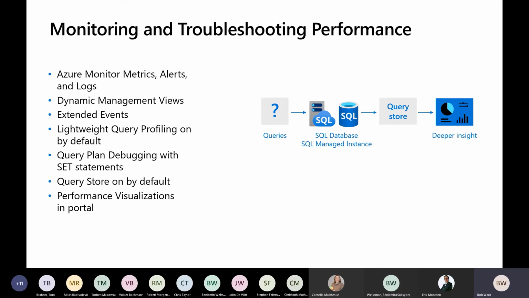And things like lightweight query profiling, which I talked about in SQL 19, that works, and that is on by default in Azure SQL. Query plan debugging using set statistics IO, set statistics time, all that stuff works. And most importantly, query store is on by default in managed instance and Azure Database, and it's going to be used to light up some new functionality that you don't actually have today in SQL Server, like some visualizations in the Azure portal.